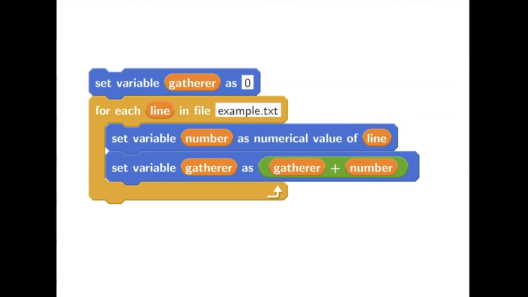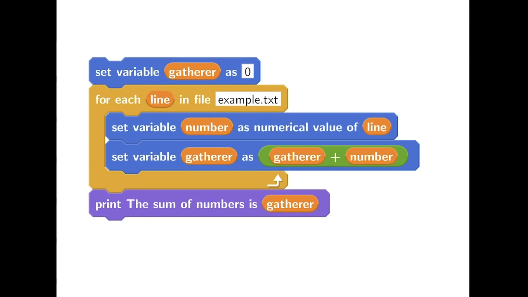And then in the end, once we've gone through all the values of the example.txt, and for each of those values, we've transformed that into a number, we've increased that number into the gatherer variable, and then we've stored the new sum as gatherer value. The end is that we have the total sum of all of those numbers, and we want to print it out.